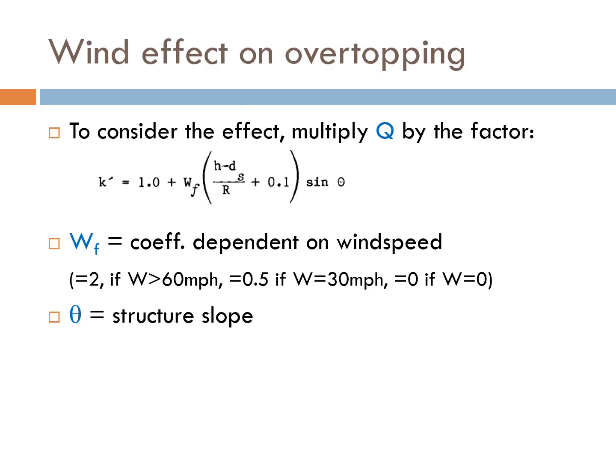And lastly, if we also consider the wind effect on overtopping, then we will multiply the Q value estimated from the earlier equation with K prime, where K prime is given by this equation over here. WF is a coefficient which depends on the wind speed, and the typical value for WF is given here for different wind speeds. H, ds, and R are the same definition as before, and theta here refers to the slope of the structure.